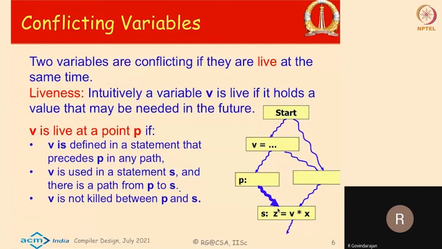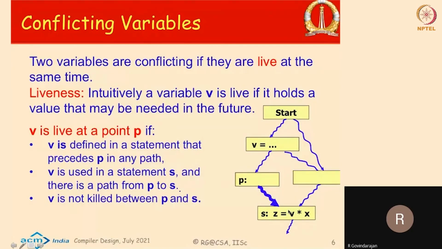Therefore, at program point P, the variable V is live. So when you talk about allocating a register, you try to allocate a register and keep the value in that particular register, and you can't just take that register away at this program point P, because if you take that register away and write something else into it, then the value of V is lost, and therefore it cannot be used at this point in time.